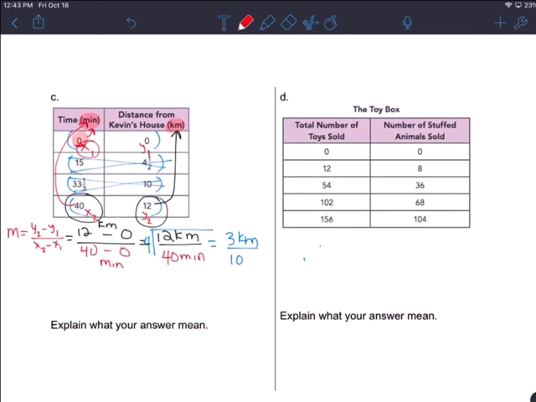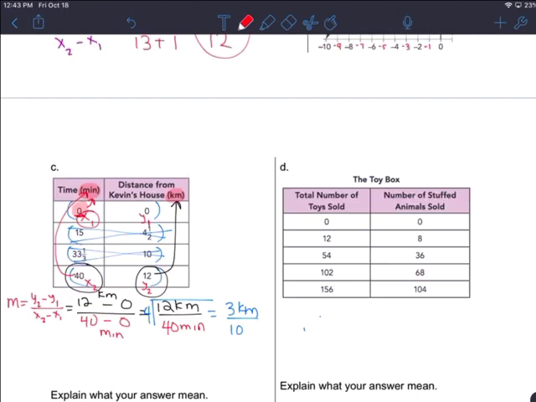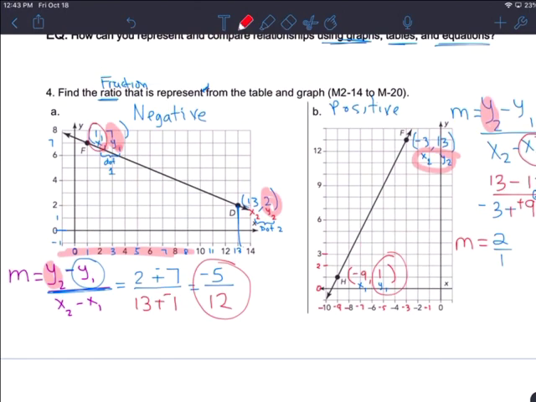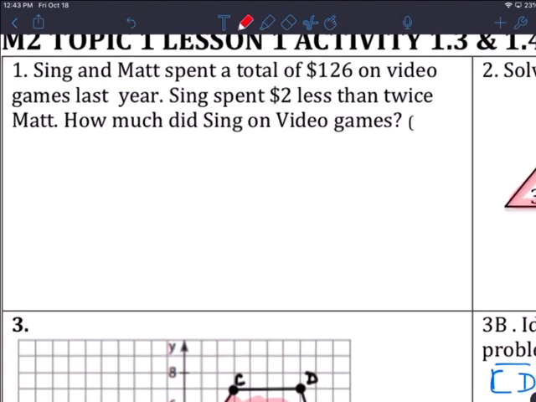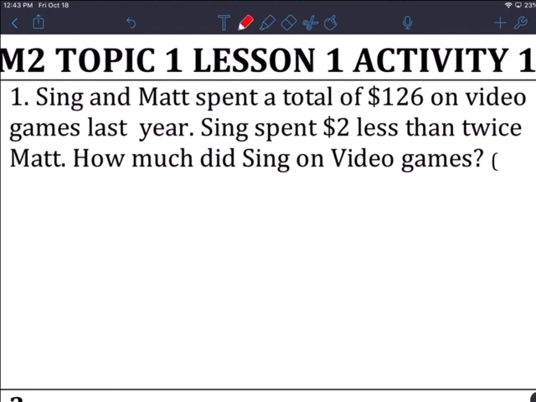Okay, most classes we finished D, so I'm not going to worry about D. Go to number 1, 2, okay, and 3. Sing and Matt spent a total of this much.